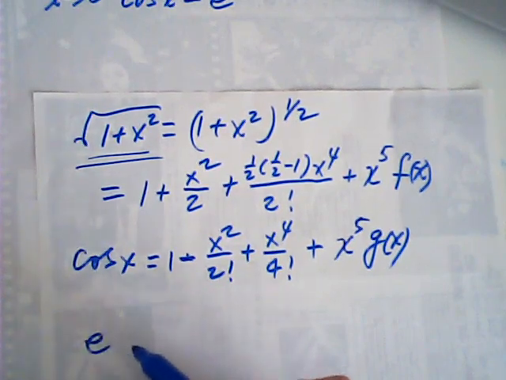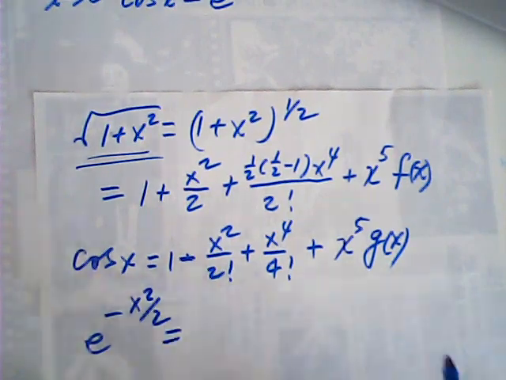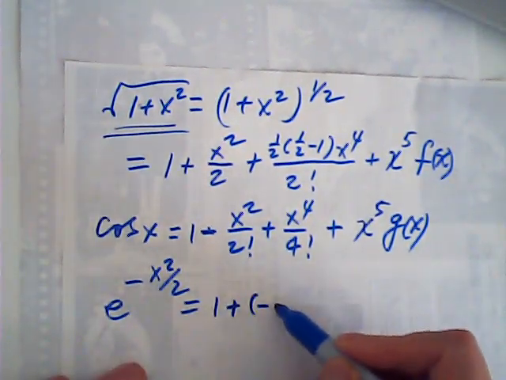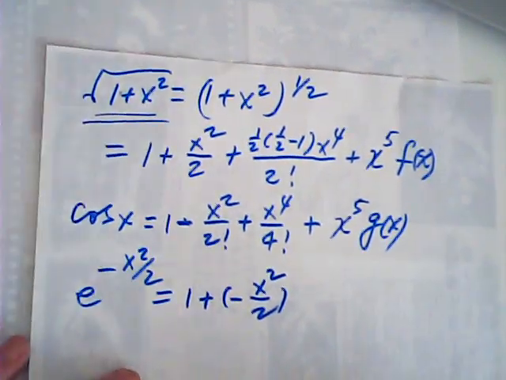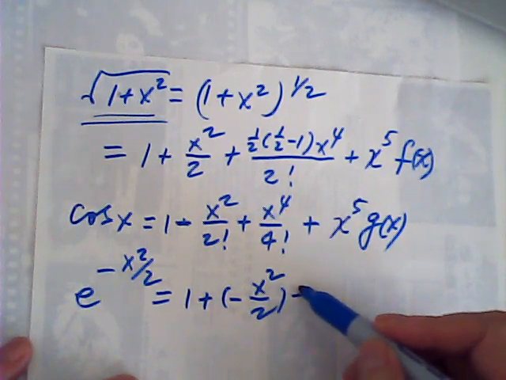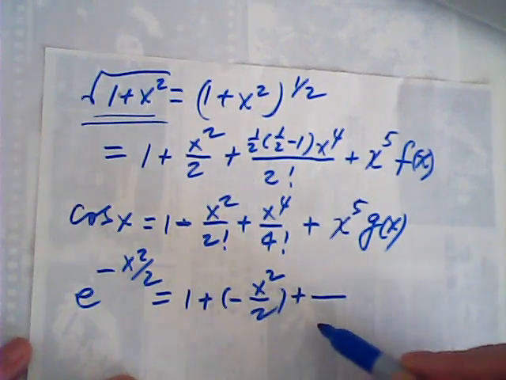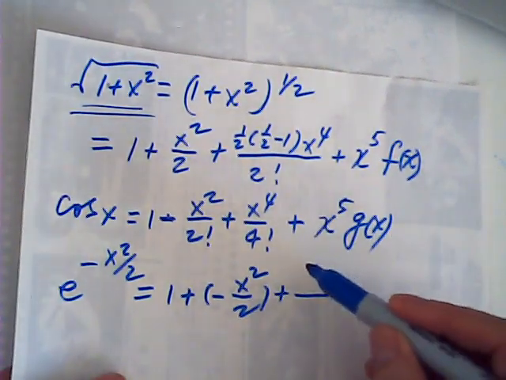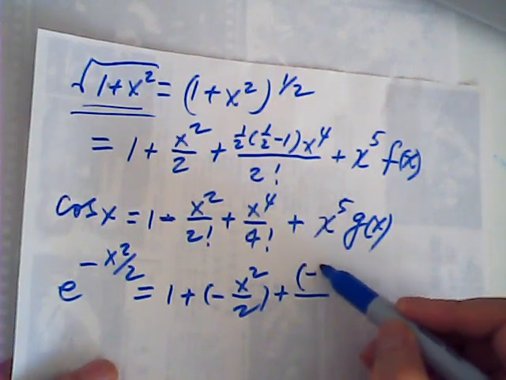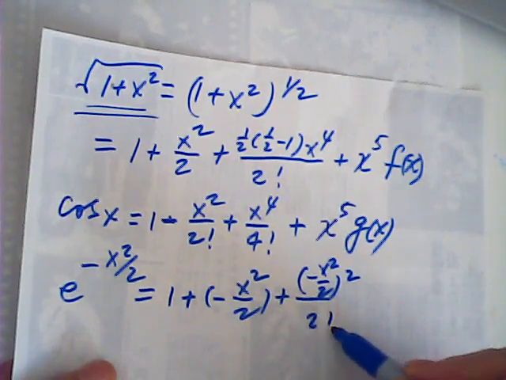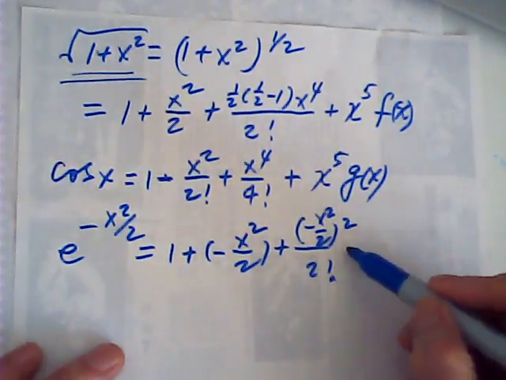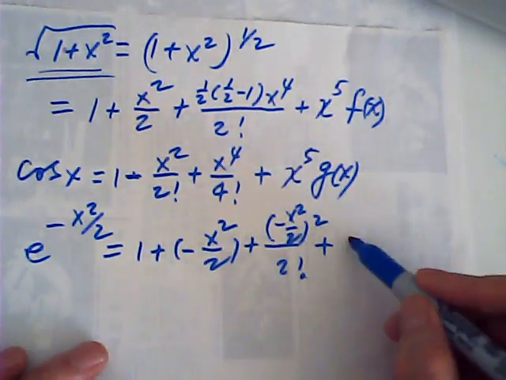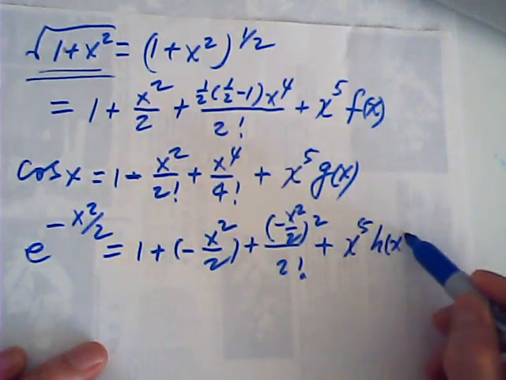And so the last one is e to the negative x squared. That Maclaurin series is 1. The first term is 1, the second term is negative x squared over 2, and then plus the next term, negative x squared over 2 squared, over 2 factorial. And I know that after this term, x has very high power, at least x fifth, multiplied by a polynomial of x.